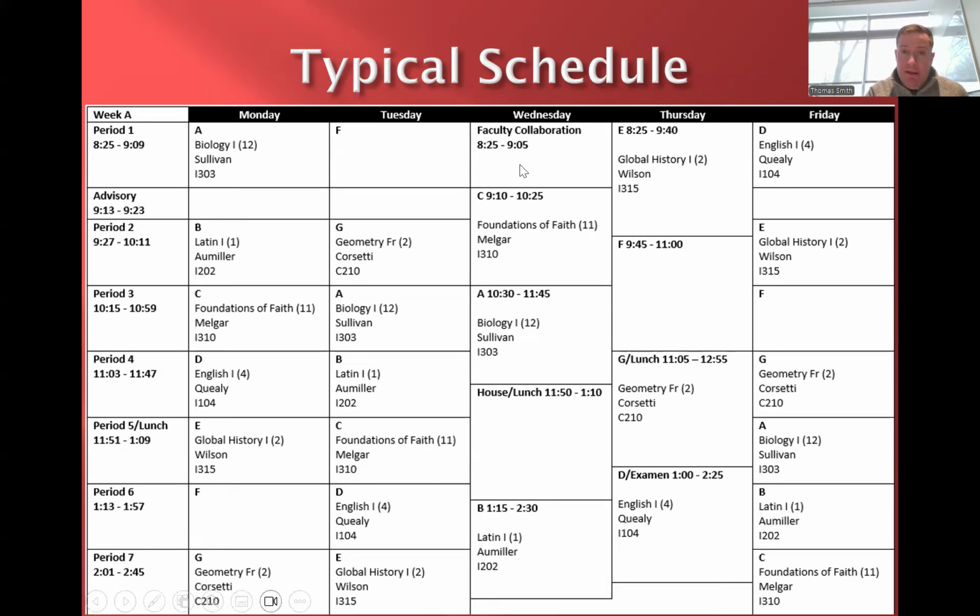On Wednesdays, the first period doesn't start till 9:10, so it's a late start for the faculty to have time to collaborate. The school will obviously be open at the normal time. Kids come in all the time early, go to the library, go to the cafeteria, whatever it might be, but the first period doesn't start till 9:10. But again, this is sort of what a typical schedule looks like. This student that I'm showing you here has his biology class. He's taking Latin 1. He's in Foundations of Faith, English 1, Global History 1, and then he's got geometry for freshmen. And we'll talk about what the impacts are on the schedule, depending on what fine arts class your son chooses, and that sort of thing. Okay, but this is what the schedule typically looks like.